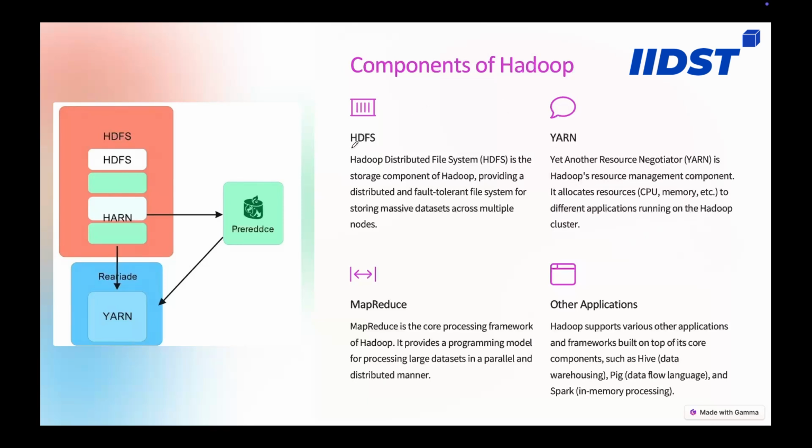Comes in HDFS. Hadoop Distributed File System is the storage component of Hadoop, providing a distributed and fault tolerant file system for storing massive datasets across multiple nodes. So this is where your data will be stored, inside nodes and clusters inside HDFS, or Hadoop Distributed File System. It's distributed, it's fault tolerant, it is everything that we discussed in the previous slide. HDFS is where your actual data gets stored.